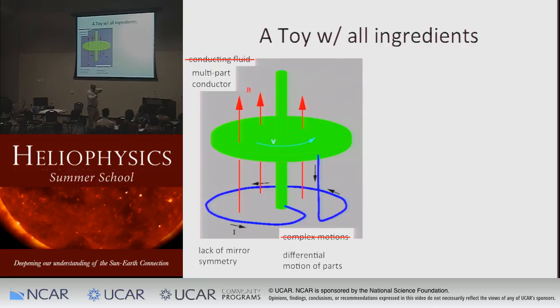So what really needs to happen for this is we do have to have two pieces of metal and they do have to move relative to one another. And this does actually have a lack of mirror symmetry. The wire goes around this way and therefore not the other way.